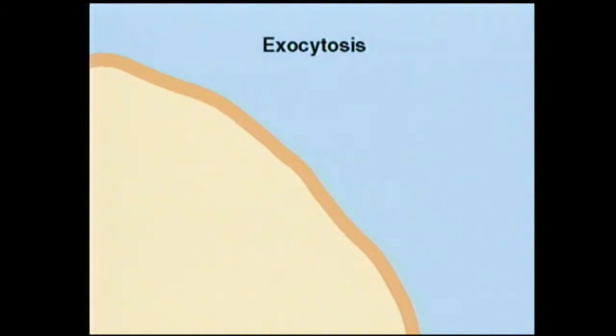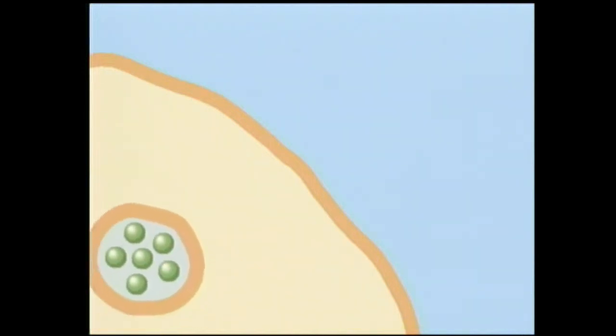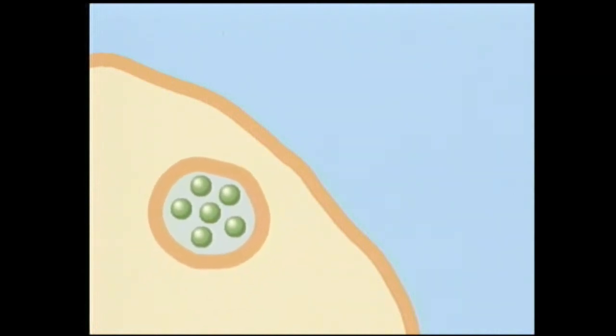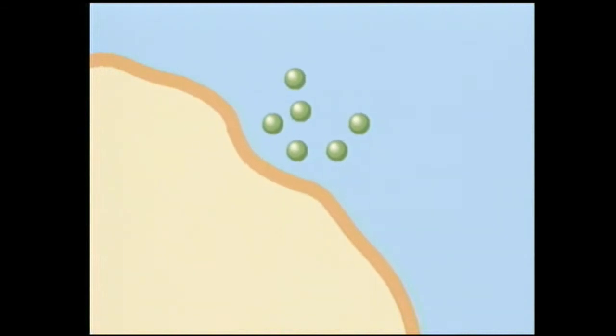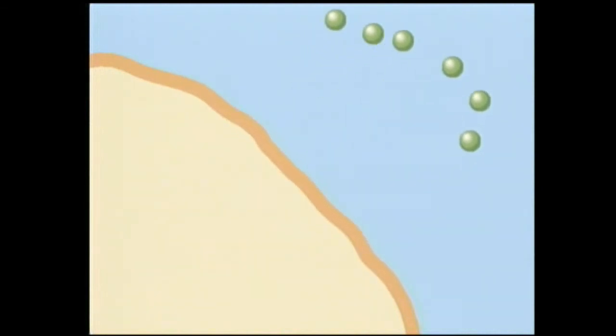Exocytosis is the opposite of endocytosis. Particles are transported out of the cell. A vesicle containing wastes, or cell products, moves toward the cell membrane. The membrane surrounding the vesicle fuses with the cell membrane. The contents of the vesicle are secreted as the membrane smooths out.